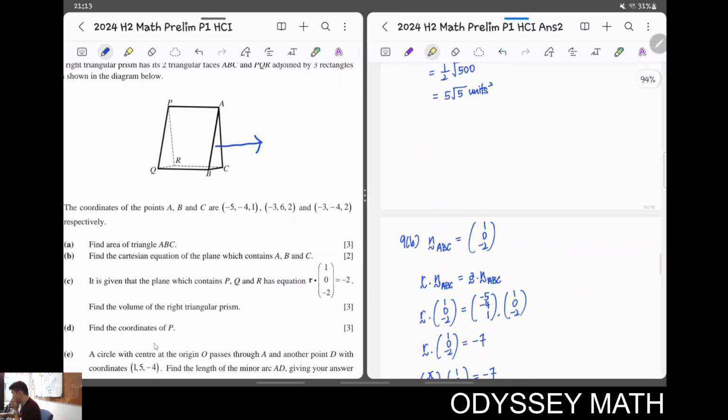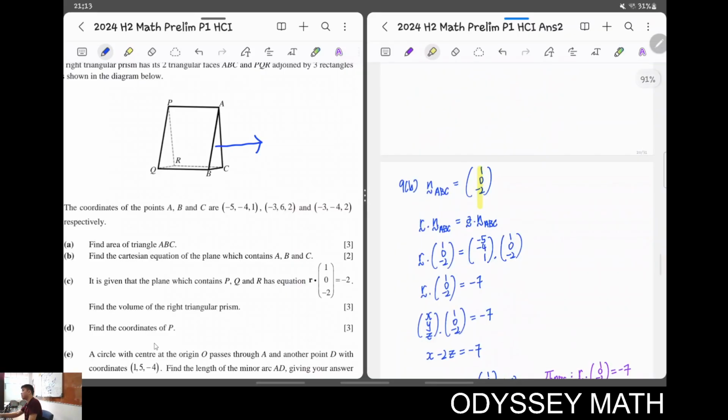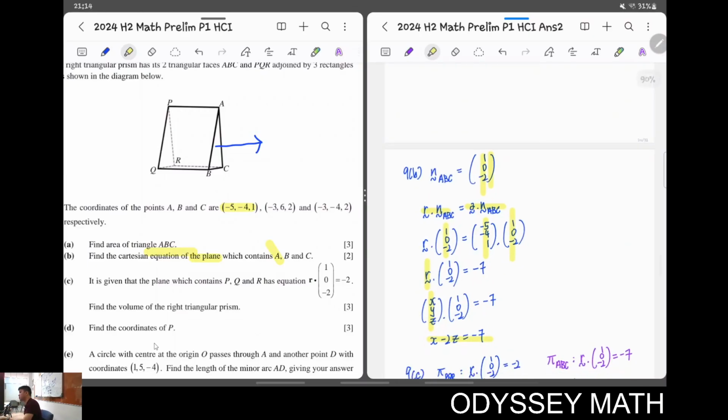So in fact, it will just be 1, 0, minus 2. Understand or not? So you use that as your normal vector to ABC, and then invoke your r dot n equals to a dot n. Your normal vector, put here, and a, the position vector of a point on the plane. For the Cartesian equation of the plane which contains ABC, I choose A here. After that, a dot n, the normal vector. Do they want the Cartesian? Replace this vector r, that is the position vector of any point on the plane, with x, y, z. Then you have x minus 2z equals to minus 7.